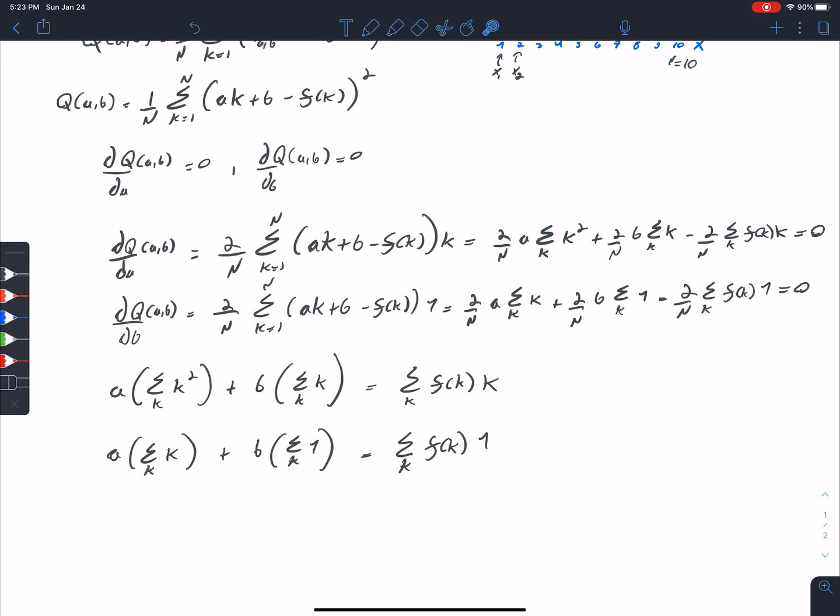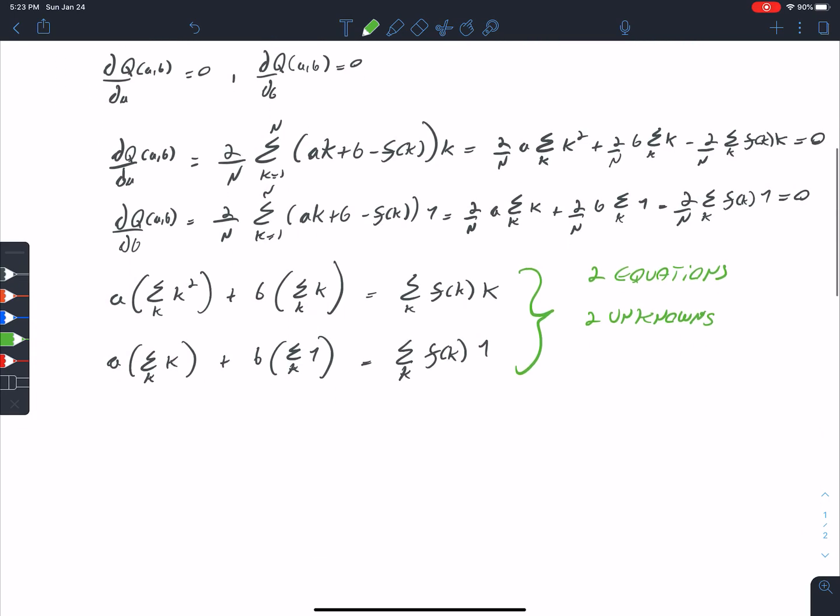So here we have a system of equations. It's linear equations, two equations and two unknowns. And we already learned how to solve this, right? One thing we can do before we conclude this video is to rewrite this whole thing as a matrix vector multiplication, right?